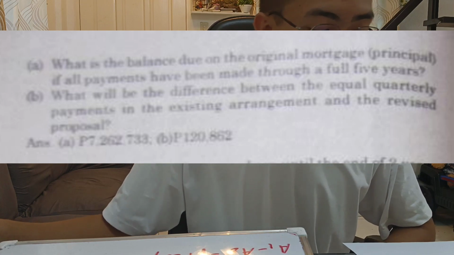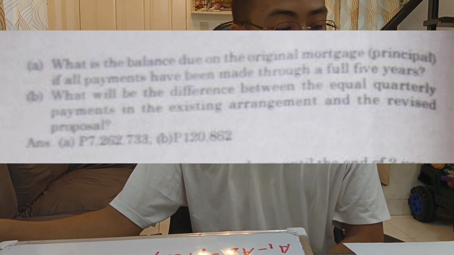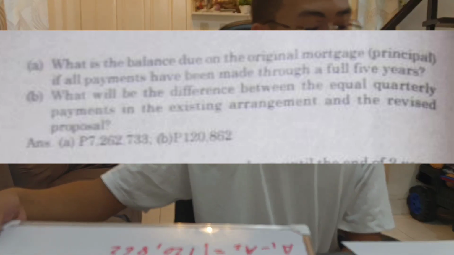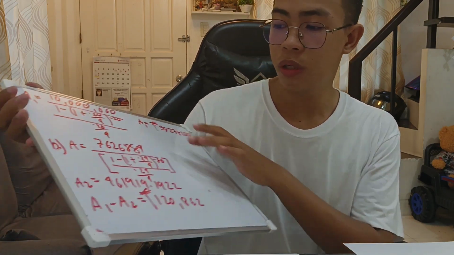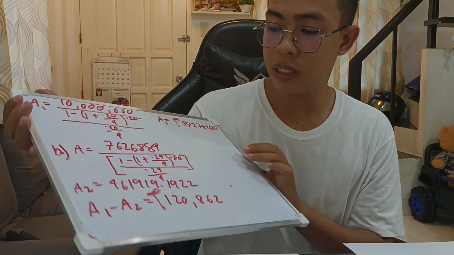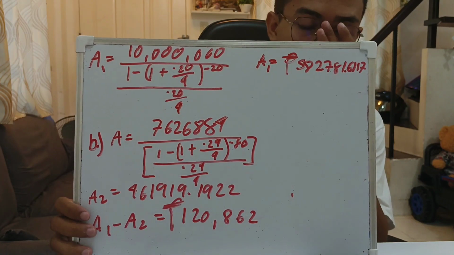And letter B, what will be the difference between the equal quarterly payment in the existing agreement and the revised proposal? So the remaining balance with 5% service charge is equal to 7,626,884. So we'll be using this to solve for the A2.